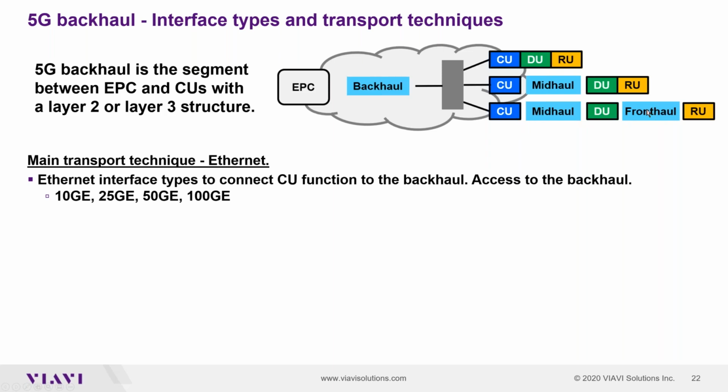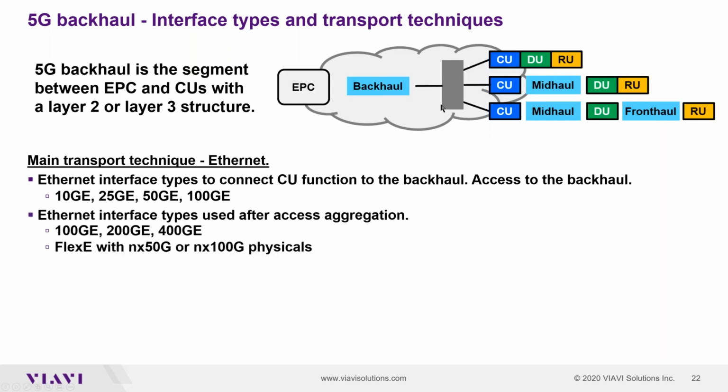For example, in this situation there are many more radio units, and therefore much more bandwidth is required here. It's close to 100 gig. Here maybe 10 gig, 25, 50 gig. And then here, you easily will come to 400 gig and more. 100 gig, 200 gig, 400 gig.